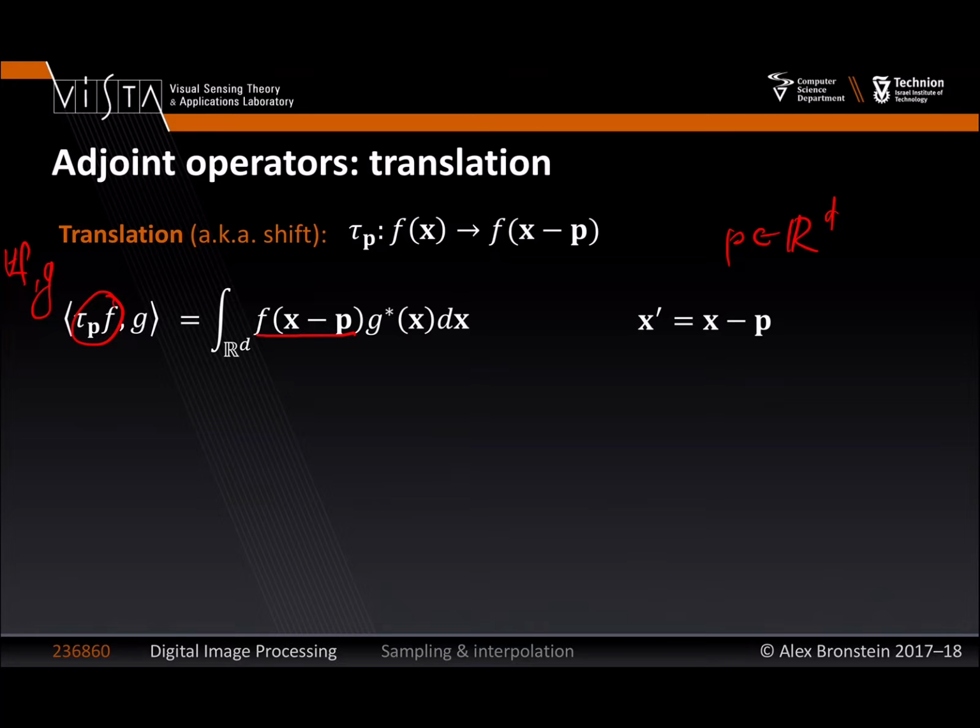Well, let's change coordinates. I will write x prime as x minus p, okay? Because I want the operator to appear in the second argument of the inner product. dx, of course, remains the same. It's just translation. So I'm getting this, okay?